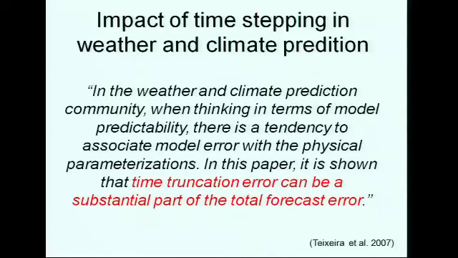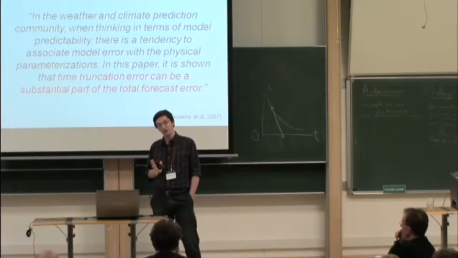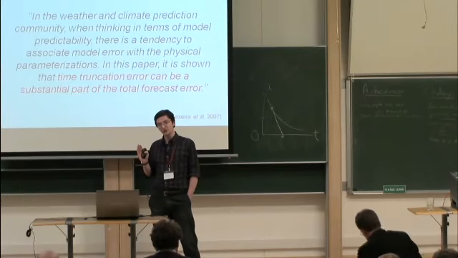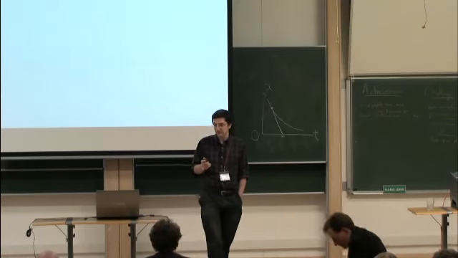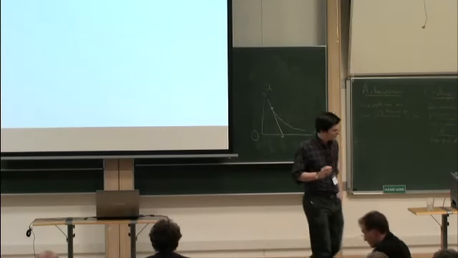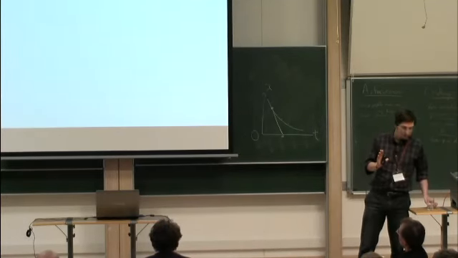And so I just put this quote up from these authors, that in weather and climate prediction, when thinking in terms of model predictability, there's a tendency to associate model error with the physical parameterizations. And these authors give evidence that time truncation error can also be a substantial part of the total forecast error. So what can we do about this?